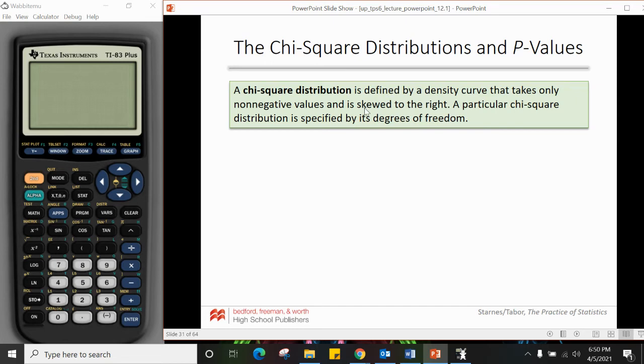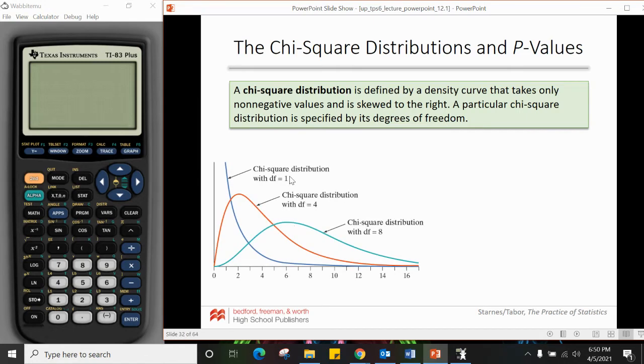Normal distributions are defined by their mean and standard deviation. T distributions are defined by their mean, standard deviation, and degrees of freedom. Here, chi-squared distributions are specified just by the degrees of freedom. That's what makes a chi-squared distribution special, is what the degrees of freedom are.